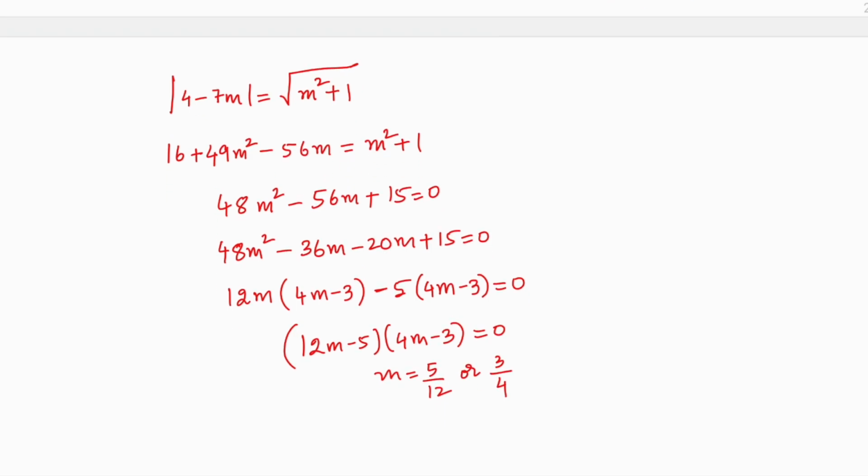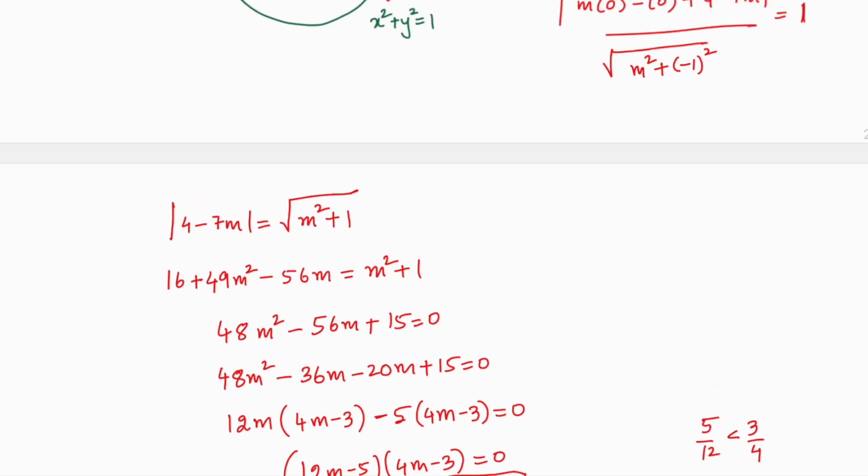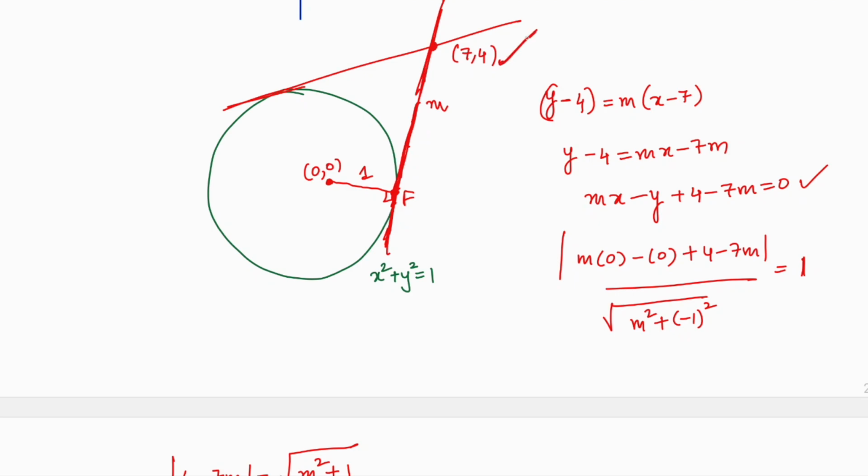So of course 5 by 12 is less than 3 by 4, right? So we got two slopes. What conditions have we used? Tangent is passing through (7, 4), and I'm saying its slope is m. We got two slopes because there are two tangents passing through (7, 4). One slope is 3 by 4. Another slope is 5 by 12. Which is smaller among them? 5 by 12. Larger among them is 3 by 4.